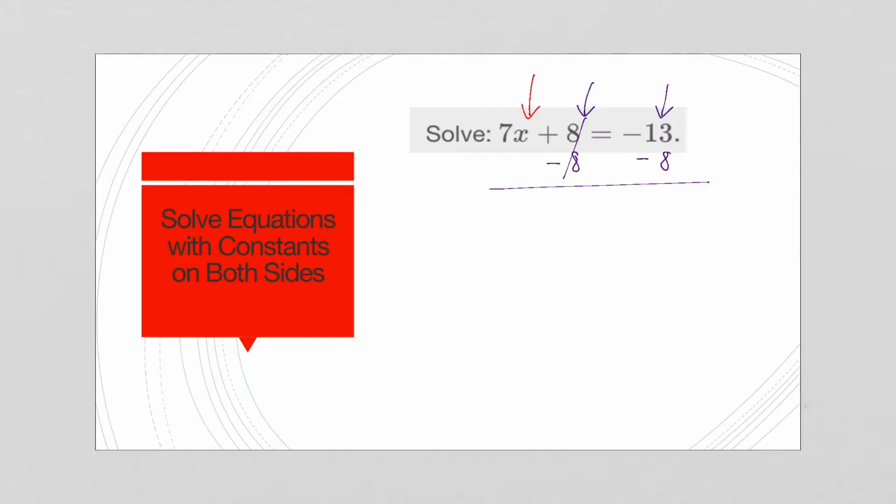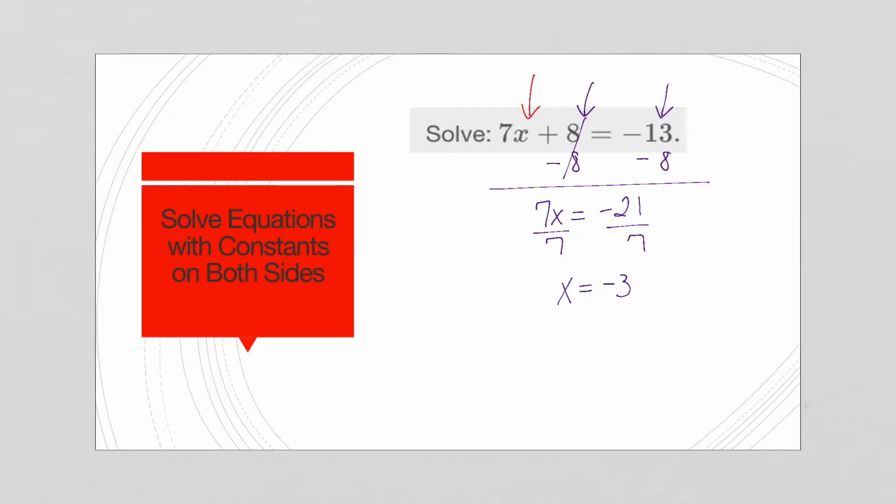That created 0 right there. I'm left with 7x on the left, and I've got negative 21 on the right. And now we can divide both sides by 7 to solve for our variable. X is equal to negative 3.